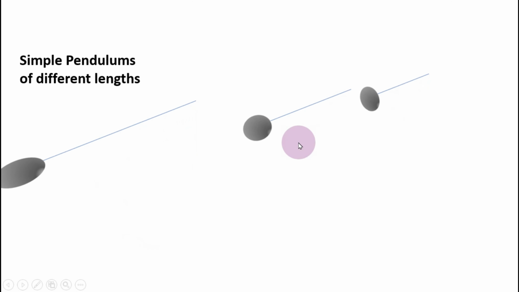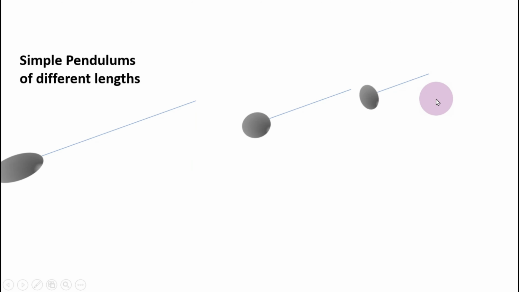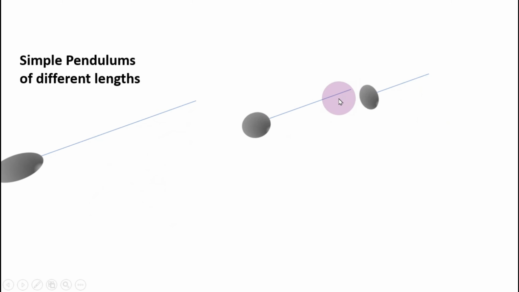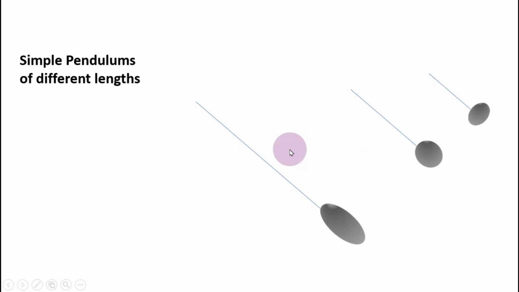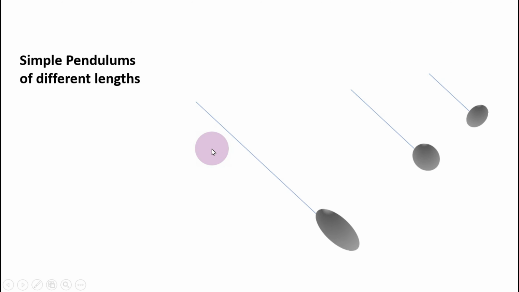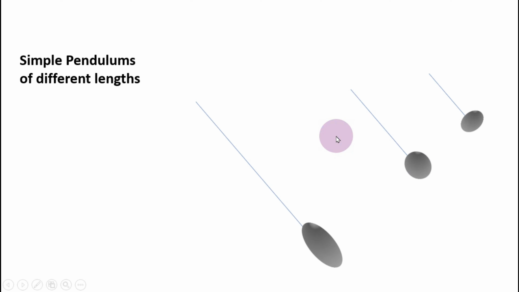So let's suppose that you take 3 pendulums like this. First you take one pendulum of smaller length and do the experiment. Then you increase the length, repeat the experiment, and increase the length, repeat the experiment. So for different lengths you will have different time periods, and you will see that increasing the length, the time period increases.